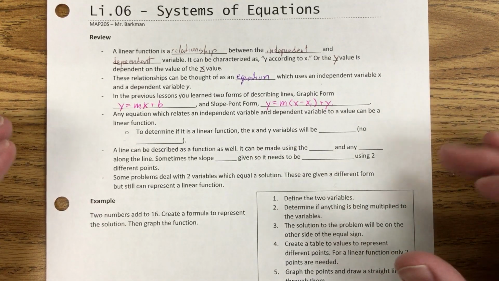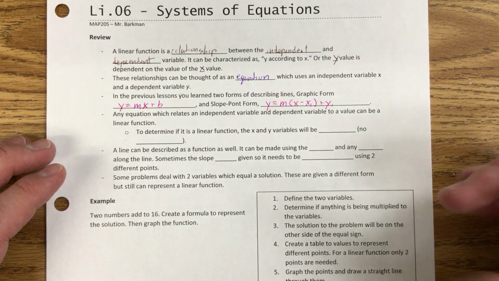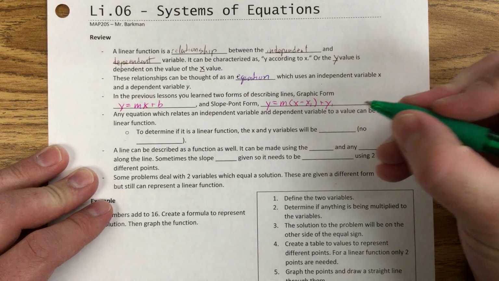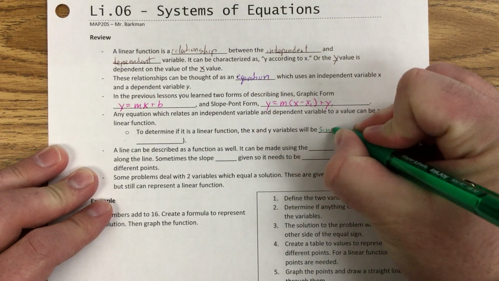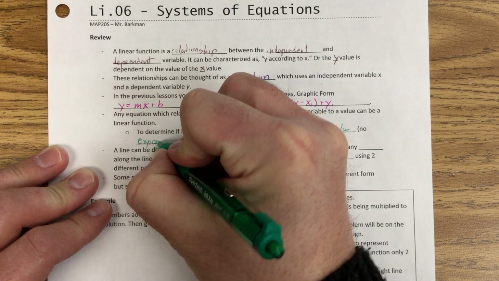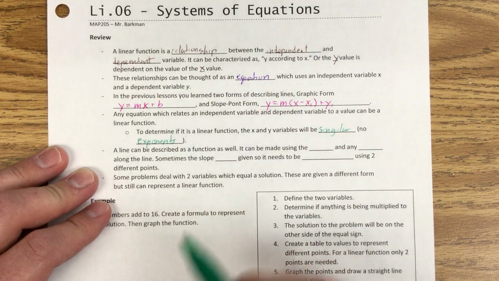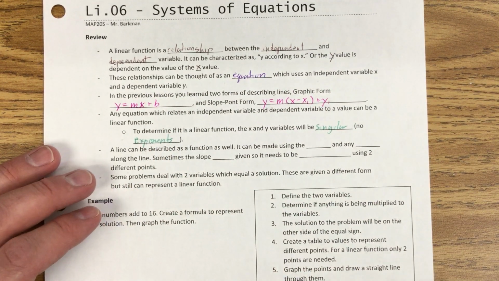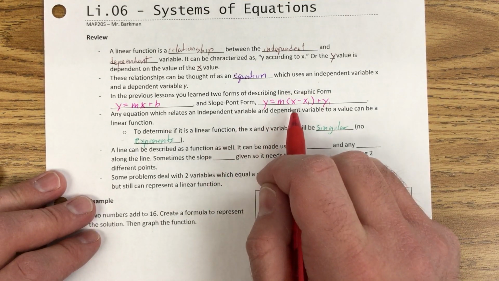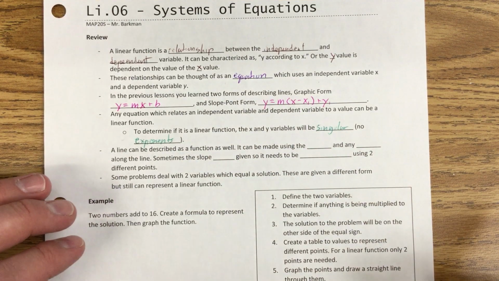To determine if a function is a linear function, the x and y variables will be singular, which means no exponents. That is a grade 11 topic, when we start dealing with exponents, and we move more into it in grade 12 as well. So we always just have x and y all by themselves.